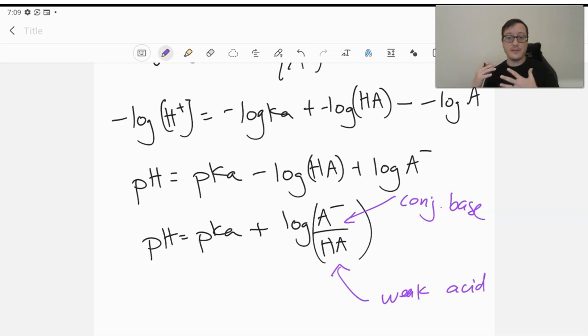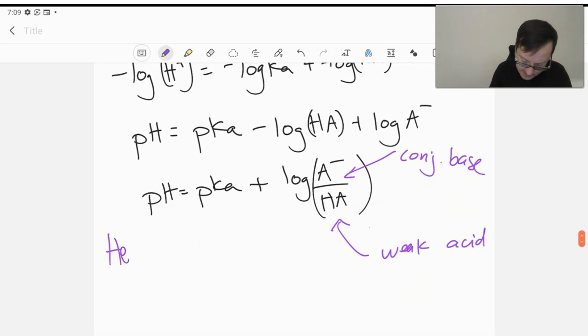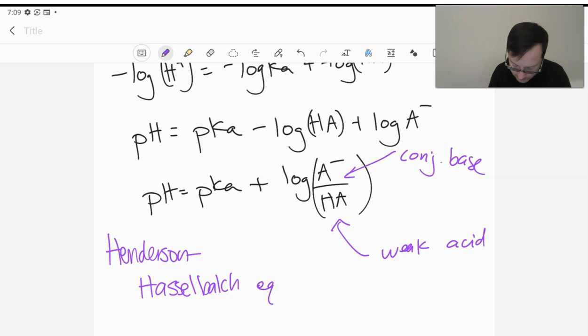We'll leave it here for now, because I want to take a break. This is the equation that we're going to be using. It's called the Henderson-Hasselbalch equation, which is just a rearrangement of our Ka equilibrium. We'll take a look at how to use this in our next video, as well as figuring out how the conjugate base and weak acid concentrations change in the course of incoming acid or base.